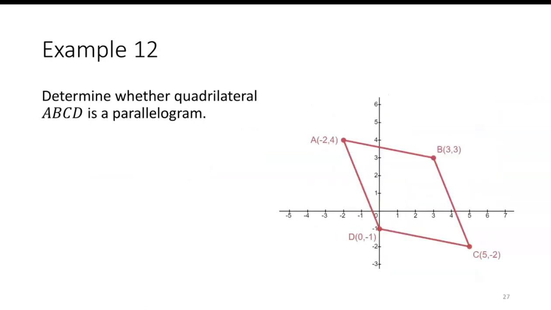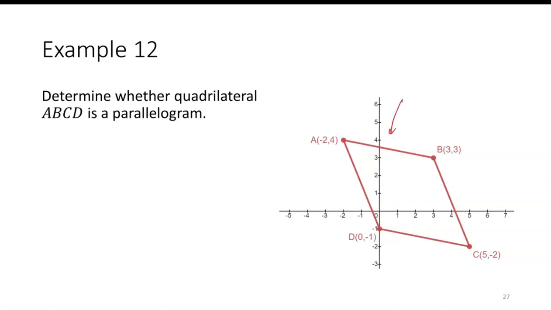So let's determine whether this quadrilateral ABCD is a parallelogram. If you recall, a parallelogram is a quadrilateral where the opposite sides are parallel. So if I can show the opposite sides have the same slope, it has to be a parallelogram.